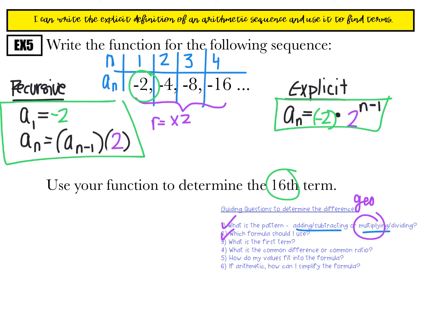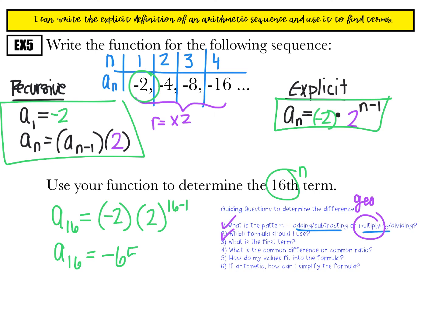So I'm looking for the 16th term. So I'm looking for when n is 16. So I'm going to say a sub 16 equals negative 2 times 2 to the 16 minus 1. So a sub 16 is going to be, and I'm just going to type that into my calculator, and I get negative 65,536. So if this pattern continues all the way out to where the input is 16, so the 16th position, the output is going to be negative 65,536.